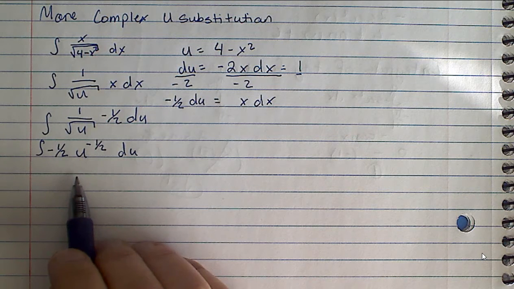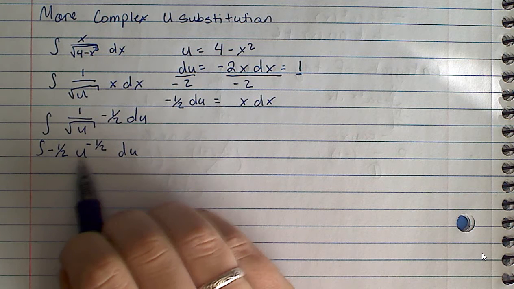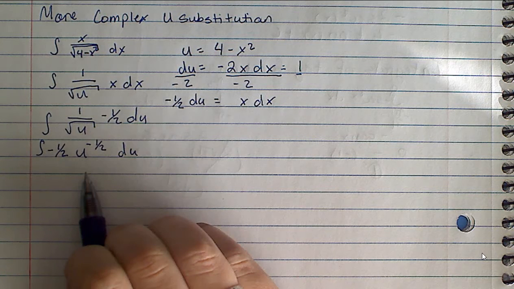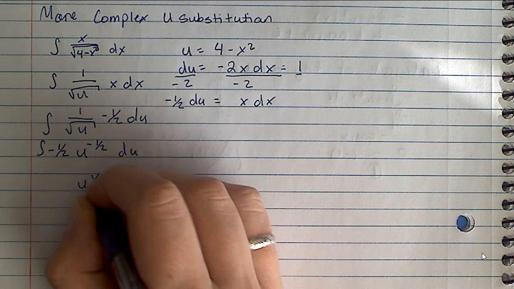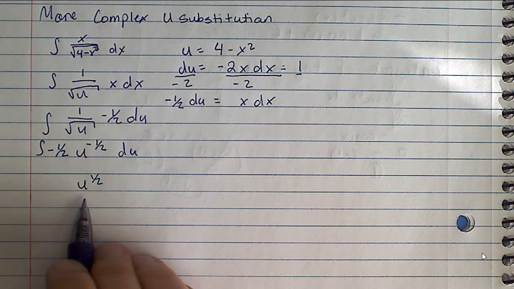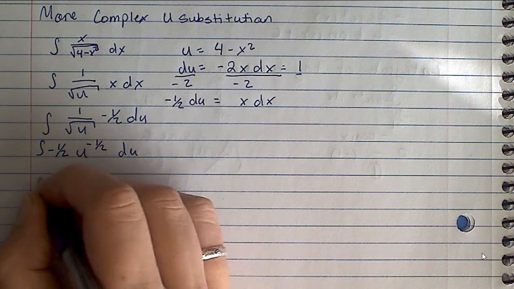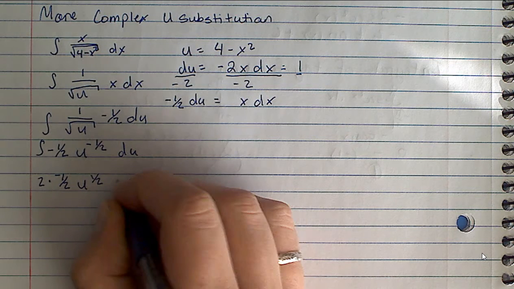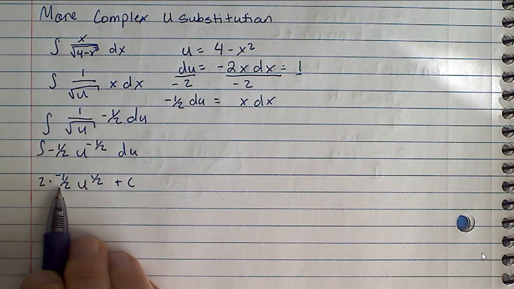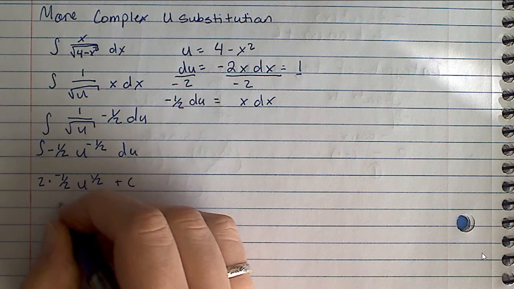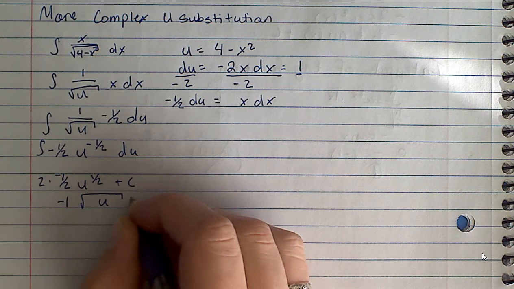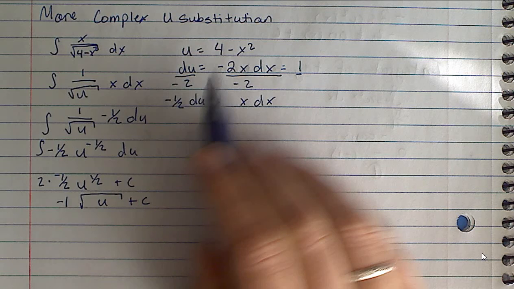So now, at this point, I need to do the antiderivative. So I need to add 1 to negative 1/2, which would make it positive 1/2. So u to the positive 1/2. And then I need to divide it by 1/2, but dividing by 1/2 is the same thing as multiplying by 2. So I'm going to do 2 times negative 1/2 times u to the 1/2 plus c. 2 times negative 1/2 is going to be negative 1. And then I'm going to write this as the square root of u plus c. And now I can take what u is actually equal to and put it back in there.